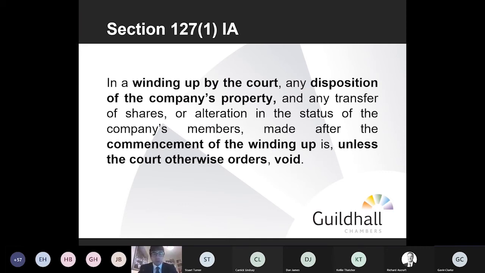So firstly, section 127 applies in a winding up by the court. So it's only available where you have a compulsory liquidation. And I say that at the outset because although that might seem a pretty obvious proposition, it's worth noting that there will often be cases in which you may be advising or acting for companies in distress who are considering whether it's appropriate to enter into some other form of insolvency process, be it CVA or administration or CVL.